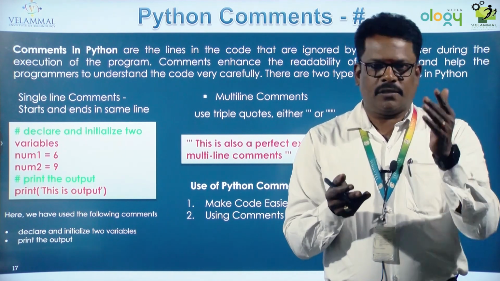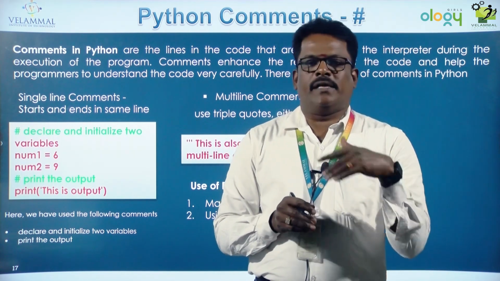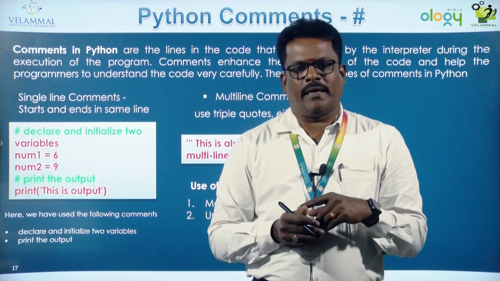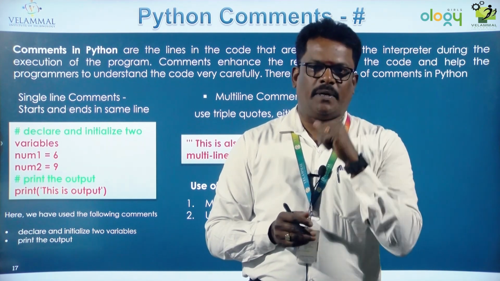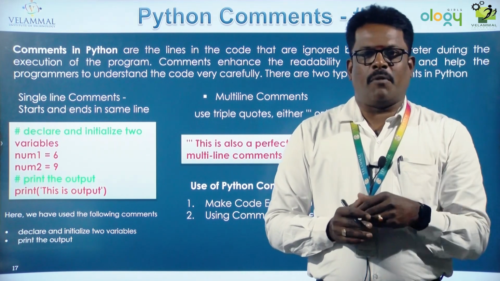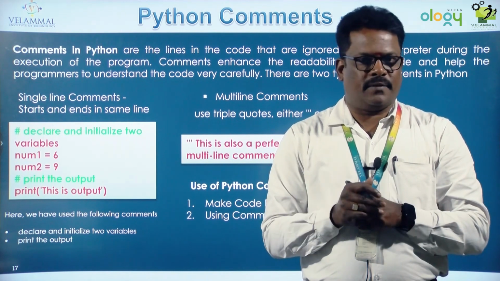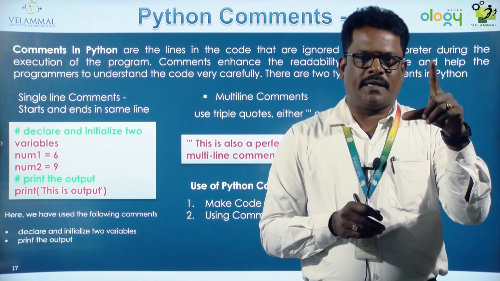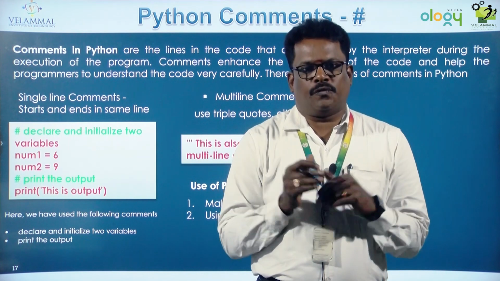Suppose you are working in a company, writing a program. After 2 years, you leave that company and join some other company. Another person comes to that company and sees your program. He looks into the documentation section. What are all the things declared? Who created it? When was it modified? What was added? Everything will be available in the documentation section. So, to create the documentation section, this hash symbol, the comment line, is very useful.